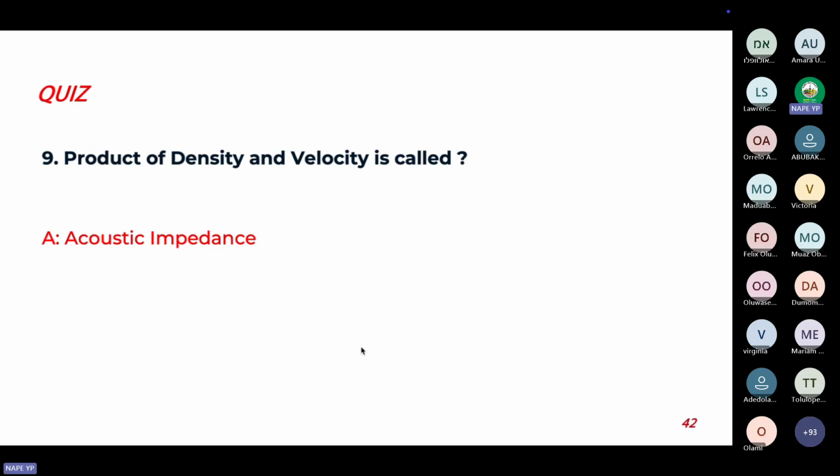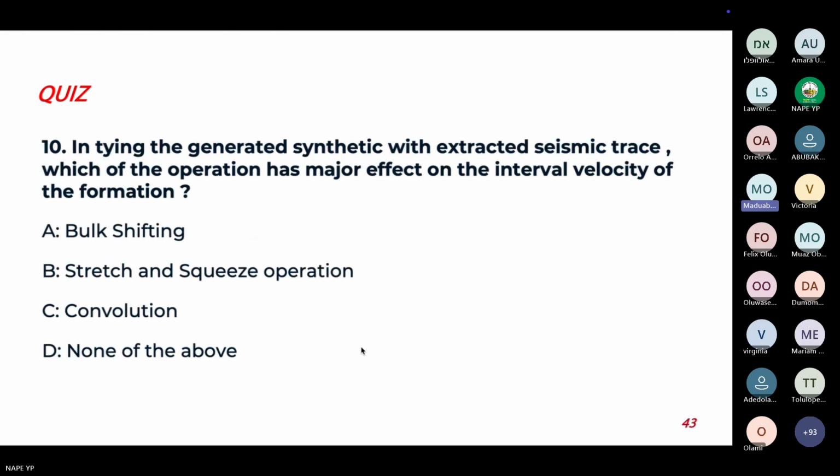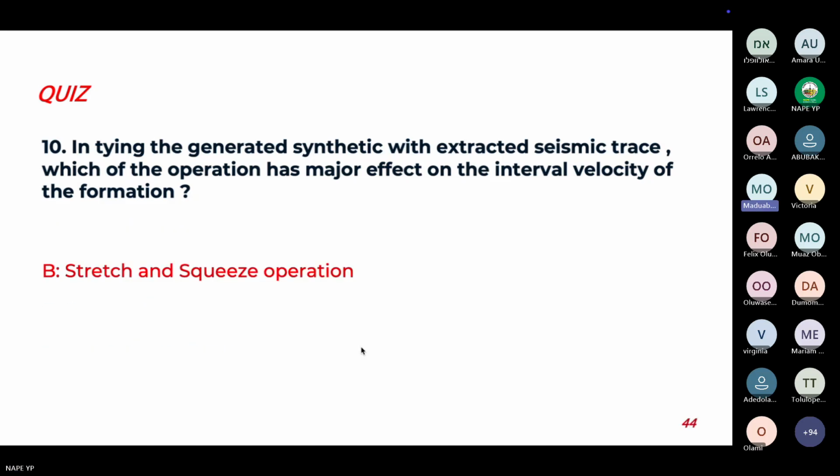Then number 10. Here we go, number 10. Entirely generated synthetic with extracted seismic trace. Which of the operations has a major effect on the interval velocity of the formation? And our answer: stretch and squeeze operations. Wow. It's amazing how stretch and squeeze can affect your interval velocity.